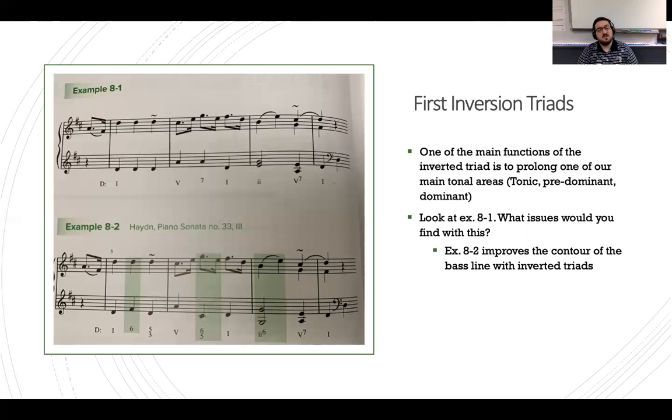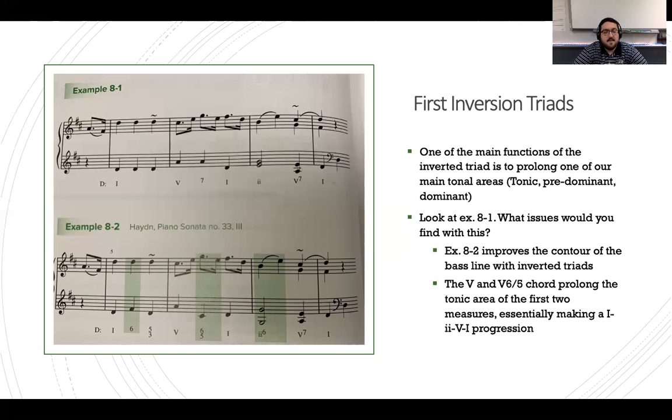We improved the contour of the bass line in example 8.2, the lower one, by adding in a couple first inversion triads, 3 first inversion triads, or first inversion chords in general. The second one's a 5, 6, 5 chord. But we improved the contour of the bass line by adding first inversion chords. So instead of having this boring, change it up a little bit. Still get 1 to 5, 1, 2, 5, 1.